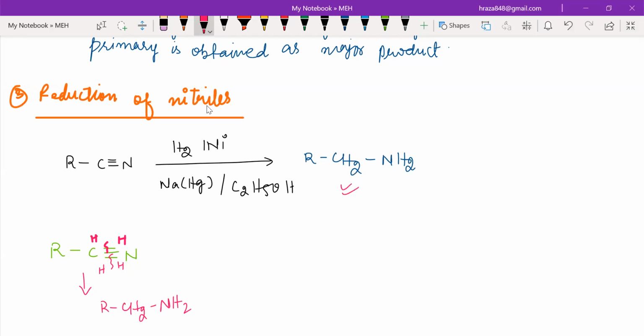Yes, sir. So by reduction of nitriles in the presence of H2 and nickel, or sodium amalgam in the presence of C2H5OH, you will be getting amine. So this is the third method. We have three more methods. Please do write it and then let me know.